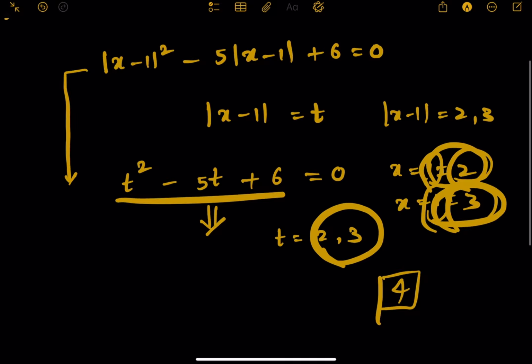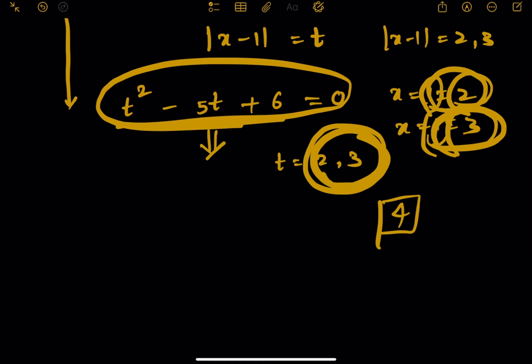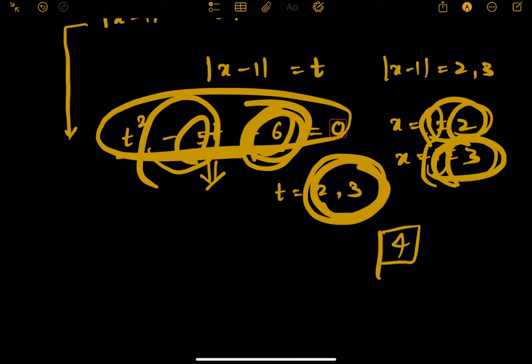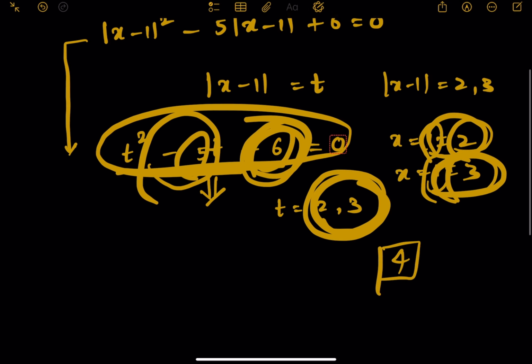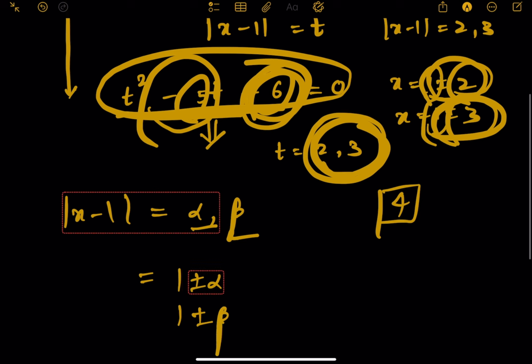You don't even need to solve it. Because this is a very famous equation, just by looking at it you can write the roots. But otherwise, let us say you have very big numbers here. You can observe that the product of the roots is positive and the sum of the roots is also positive. Therefore, both the roots have to be positive. Then you can write mod of x minus 1 is equal to alpha or beta, and these two are positive. Then you can write 1 plus or minus alpha and 1 plus or minus beta as the roots. When you add them up, you will get this.